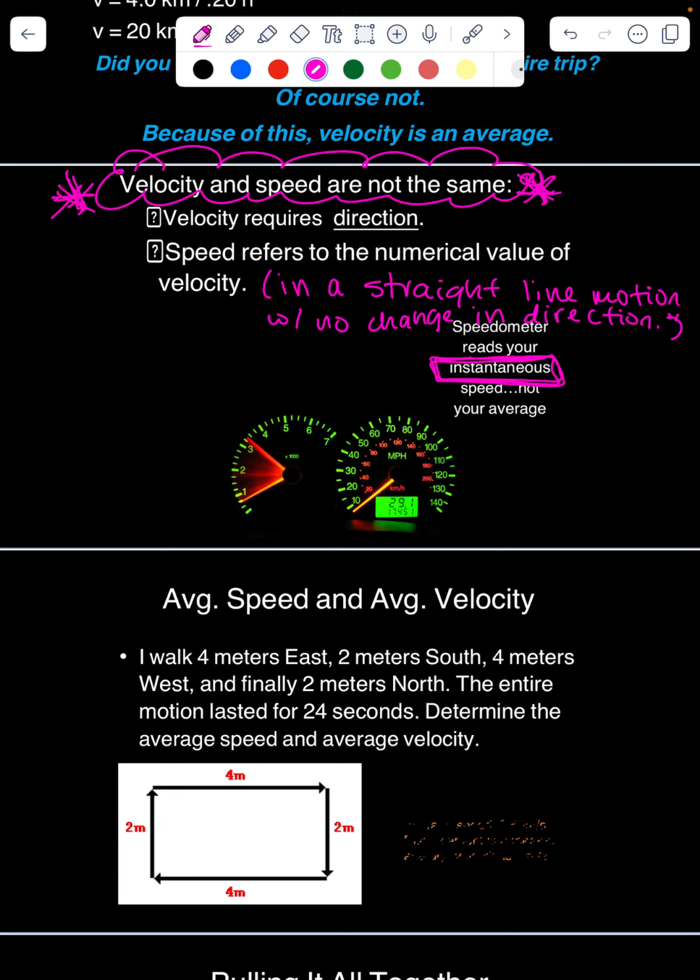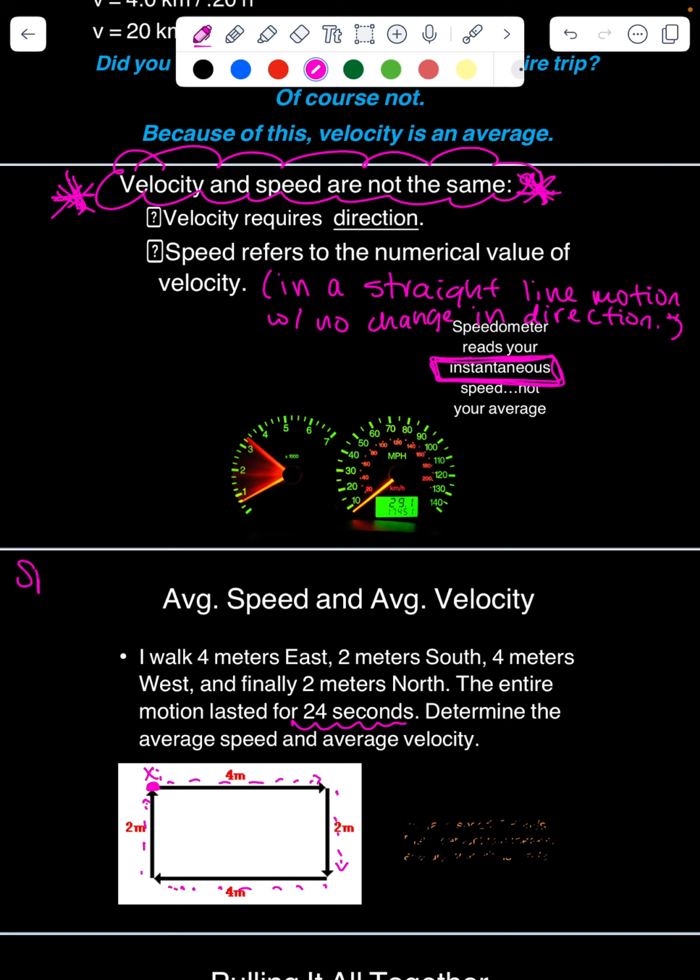So say we walk 4 meters east, 2 meters south, 4 meters west, and finally 2 meters north. The diagram below is showing you that, which means that this right here is my initial position. So I start off, I go 4 meters to the east, 2 meters south, 4 meters to the west, and then 2 meters north. The entire motion takes 24 seconds. I want to figure out what the average speed is and then what the average velocity is.